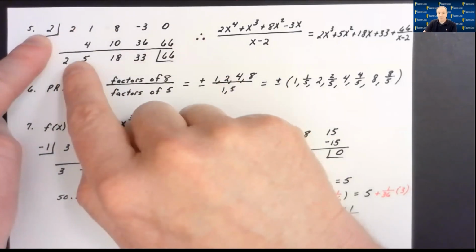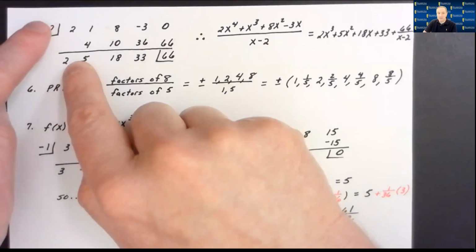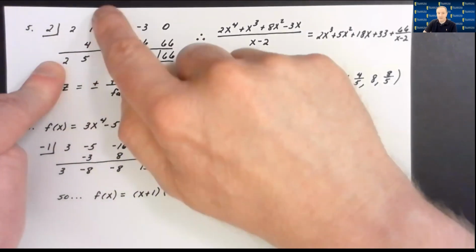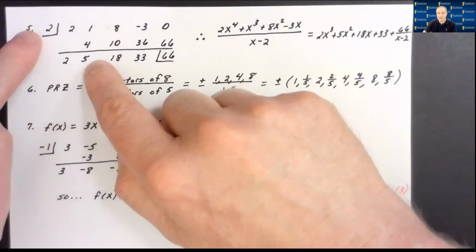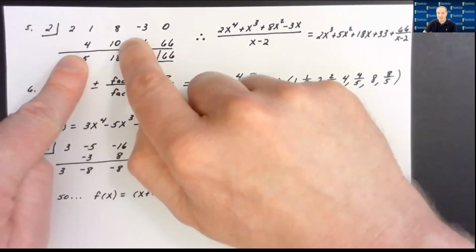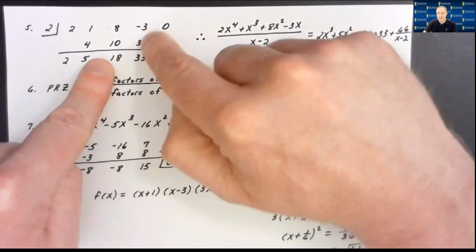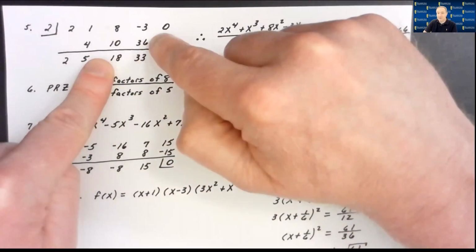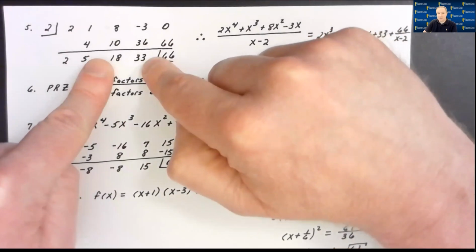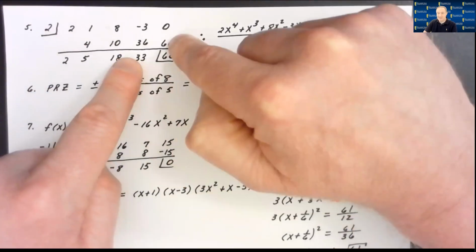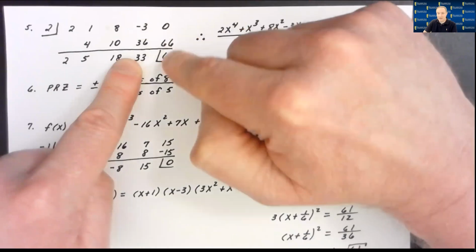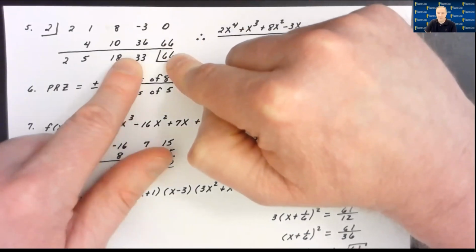We always bring down the first number. Then you say 2 times 2 is 4. We add the next column. 1 plus 4 is 5. 2 times 5 is 10. 8 plus 10, 18. 2 times 18 is 36. Negative 3 plus 36 is 33. 2 times 33 is 66. And then the sum of the next column, still 66.